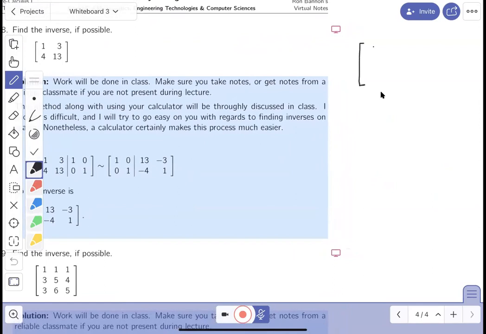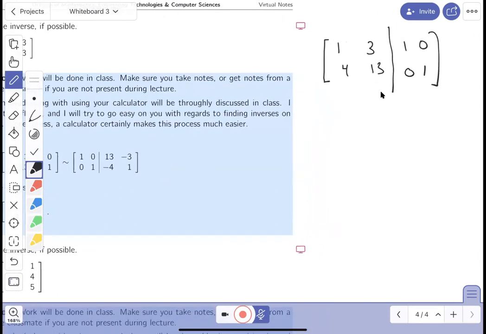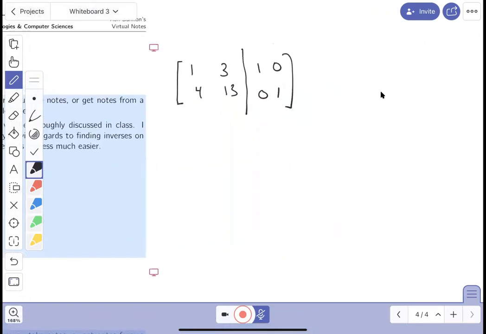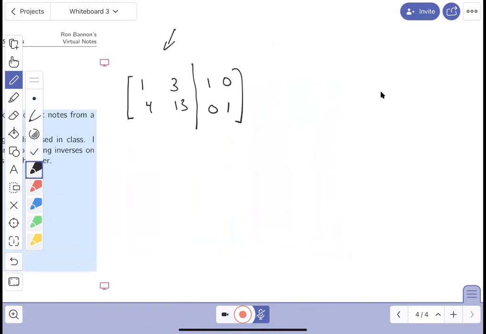All right, so 1, 3. I'm trying to get into reduced row echelon form. I'm trying to do everything at one time now. So what we're going to try to do is transform this left side so it's in that reduced row echelon form. And what I mean by that is it's going to look like this over here. And then what comes over here is actually what's going to be called the inverse. All right, let's see if we can do it.